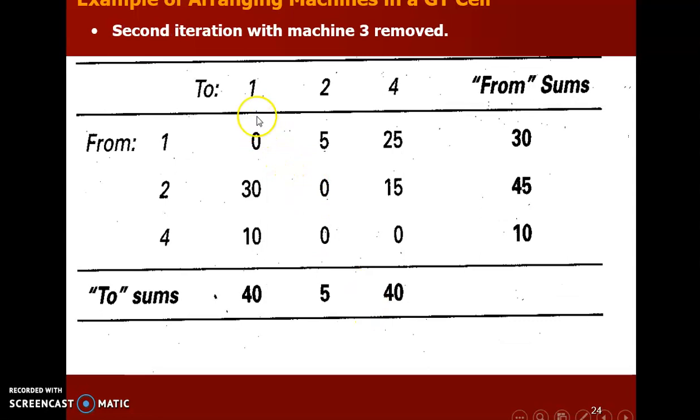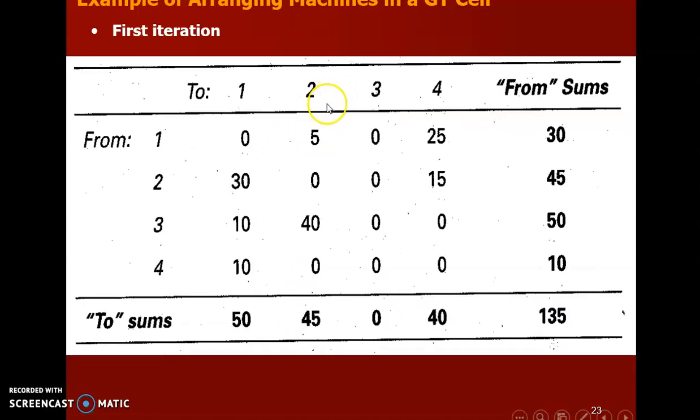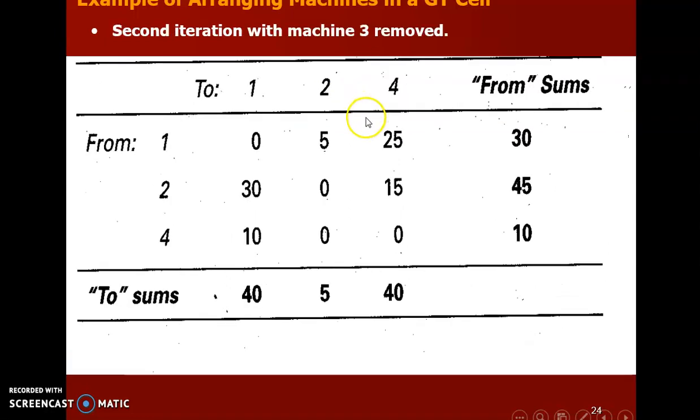After that, again doing the summation for the respective from and to sums. So once again the from sum and to sum are done, and we check for the minimum to sum. In this second iteration, the minimum to sum is 5 for machine number 2. So the second machine in the sequence, after the first machine, is machine number 3, and the next is machine number 2, because it has the minimum value.